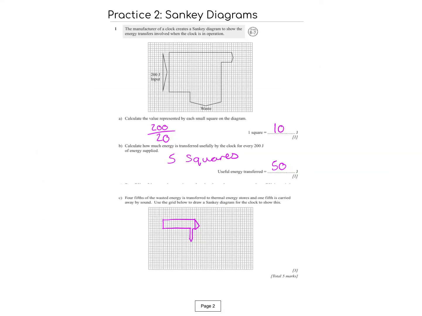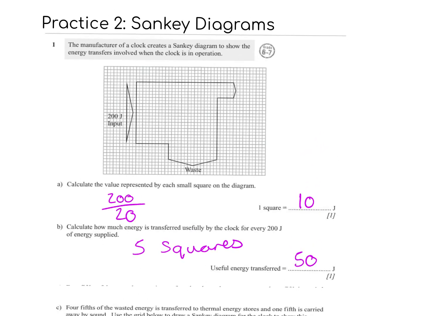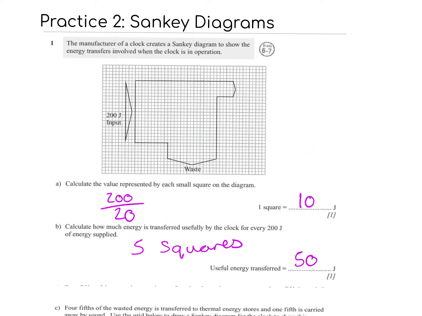Next question then. Calculate the value of each square. We know that the input is 200. I counted all the squares, which was 20, so each square would be 10. Calculate how much energy is transferred usefully by the block. Each square is 10, I counted there were 5, so that would be 50.